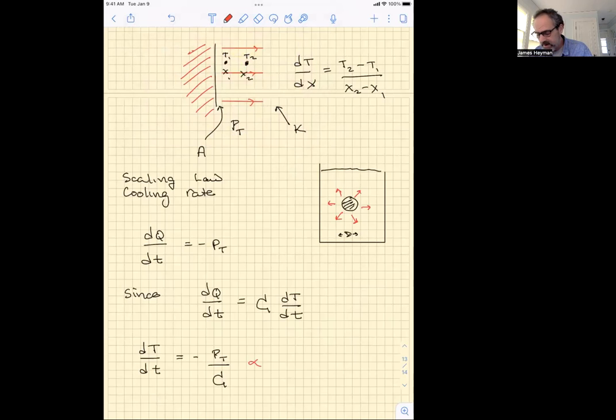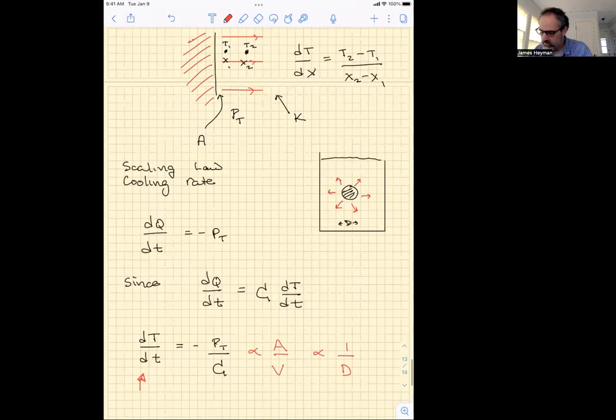And now we can immediately write down the scaling law because we know that P_T, the thermal power emitted by my object, is proportional to the surface area, whereas the heat capacity is proportional to the volume. The area goes like d squared. The volume goes like d cubed. And so the cooling rate goes like 1 over d. So the smaller d is, the larger the cooling rate will be. And so small objects cool faster.